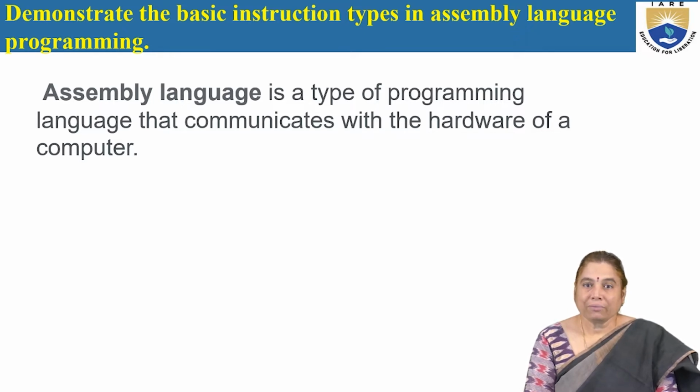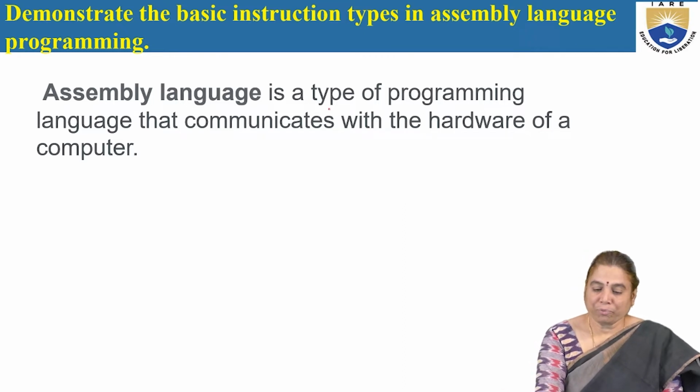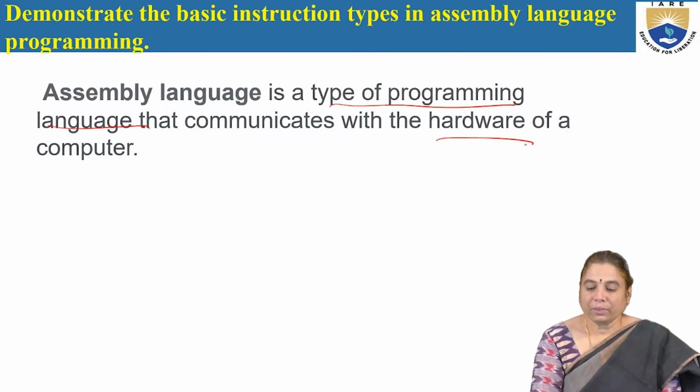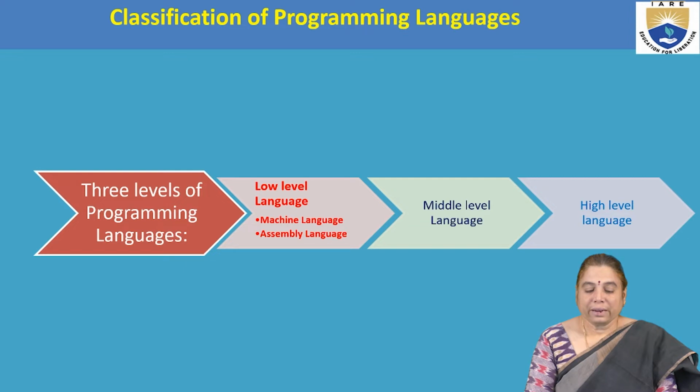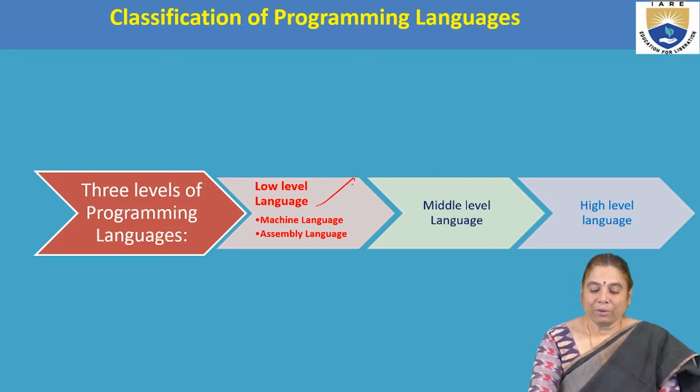So, assembly language comes under the category of low-level programming language and consists of some mnemonics. It is very close to the hardware of the computer. So, what is assembly language? It is a type of programming language that communicates with the hardware of the computer. So, the three levels of languages are: low-level language, under which the categories are machine language and assembly language.